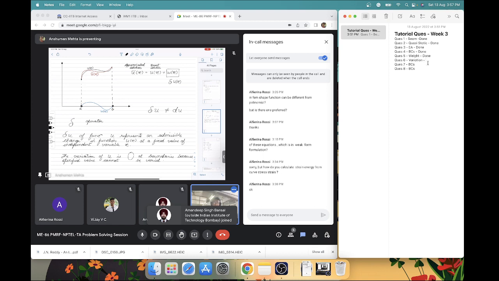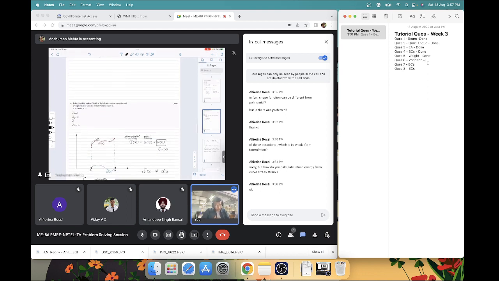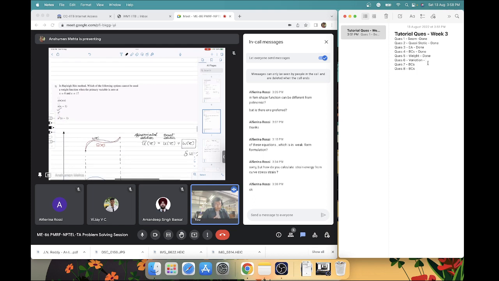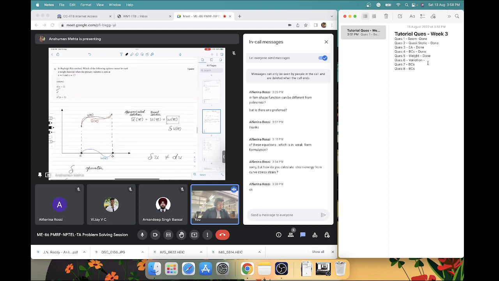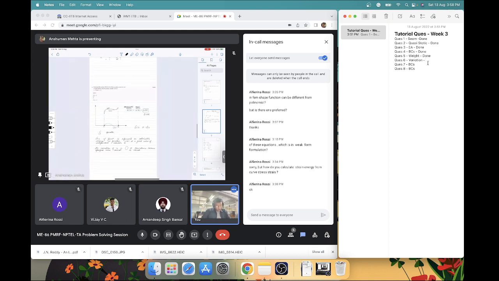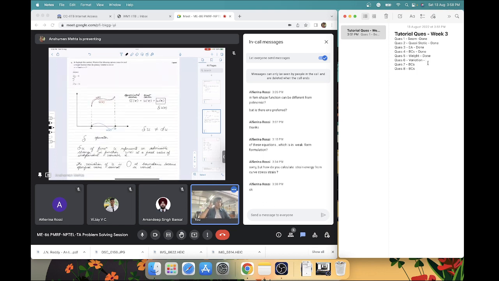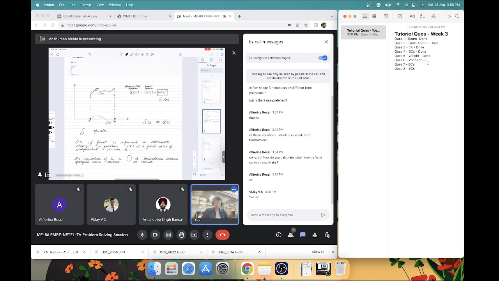Alright. So the question was saying which of the following options cannot be used as weight function when the primary variable is 0. So if the primary variable is 0, then the weight function should also be 0. In other terms we call this essential boundary condition, but it has the same meaning. Alright, I hope it's clear now.